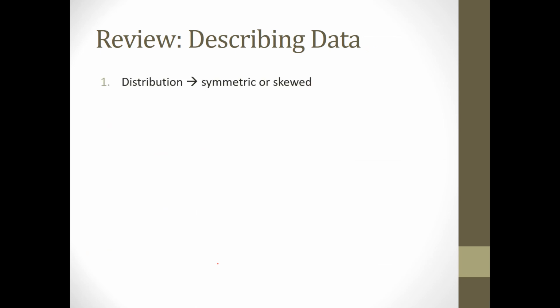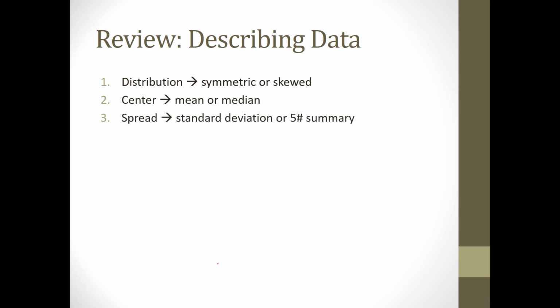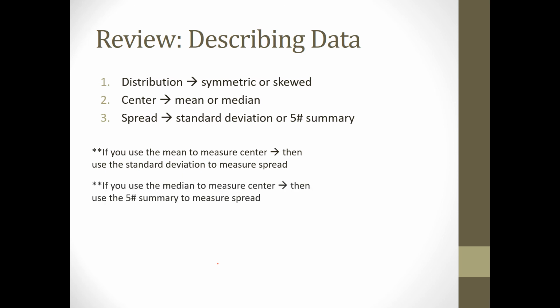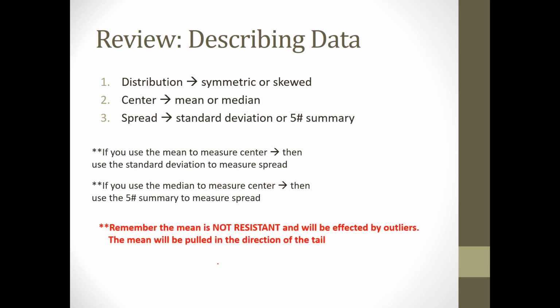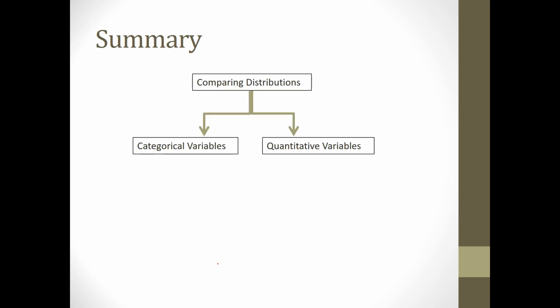Okay, so quick review. We're going to decide, is the distribution symmetric or skewed? And then we're going to decide whether we should use the mean or the median for the center. The spread, we're looking at the standard deviation or the 5-number summary. If you use the mean to measure center, then use the standard deviation to measure spread. If you use the median to measure center, use the 5-number summary to measure spread. Remember, the mean is not resistant and will be affected by outliers. The mean will be pulled in the direction of the outlier, which is what makes the tail of the data.